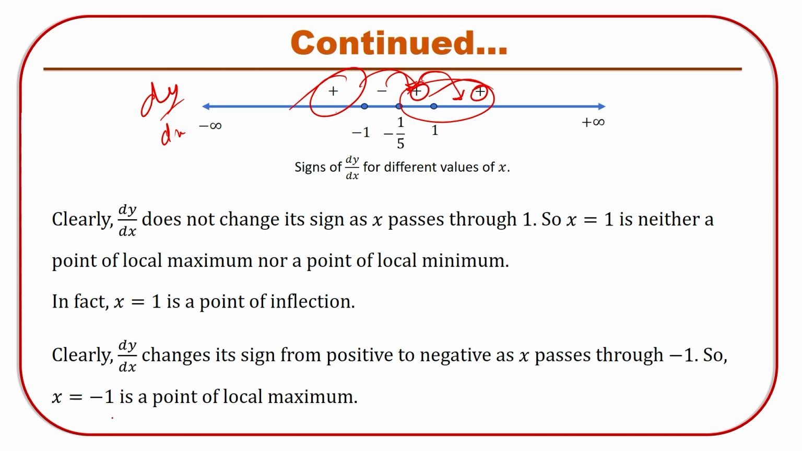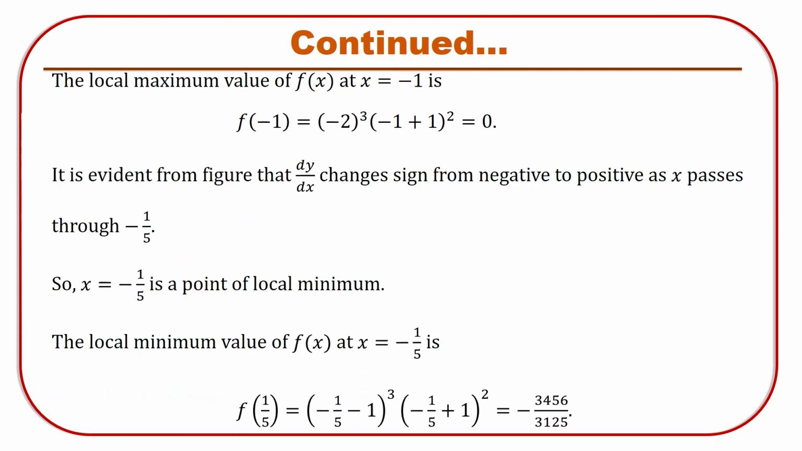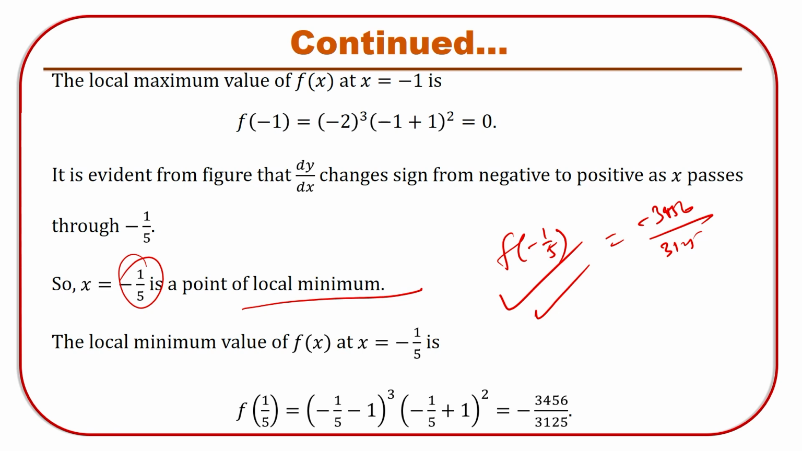And x equal to minus 1 changes from plus to minus, that means it becomes a local maximum value, right. Similarly, as you can see at minus 1 by 5, it changes the sign from minus to plus and then becomes the local minimum value. So, you will find the local minimum value by putting x equal to minus 1 by 5. By finding f of minus 1 by 5, that is equal to minus 3456 divided by 3125, and this will become the minimum value of the function.